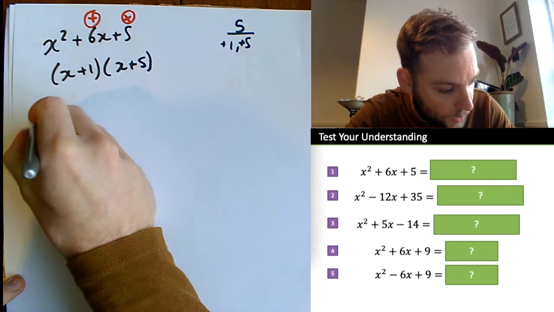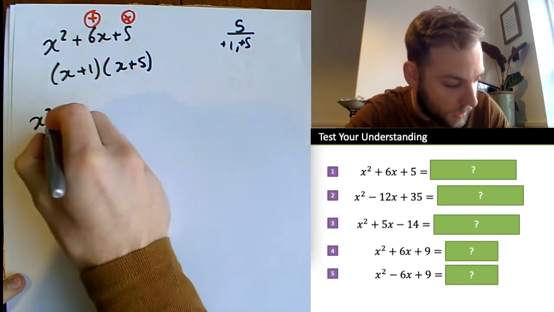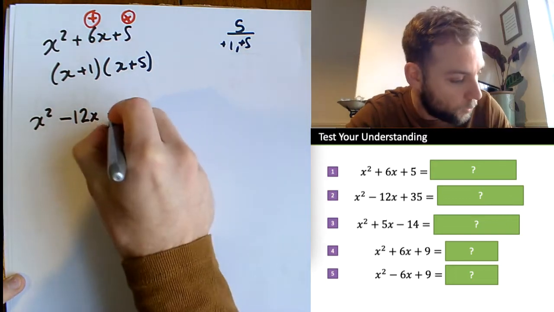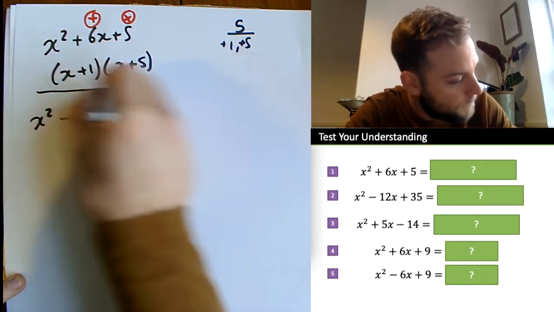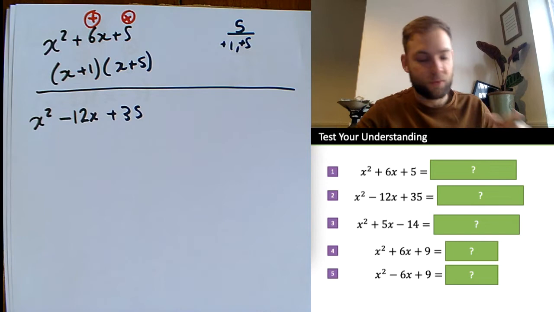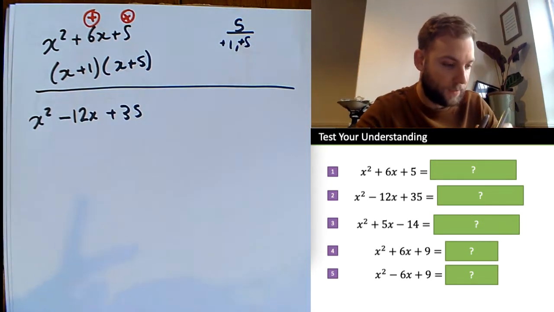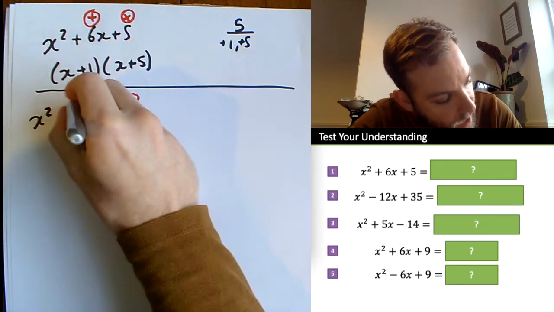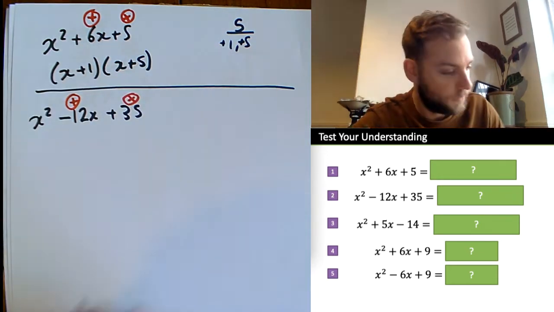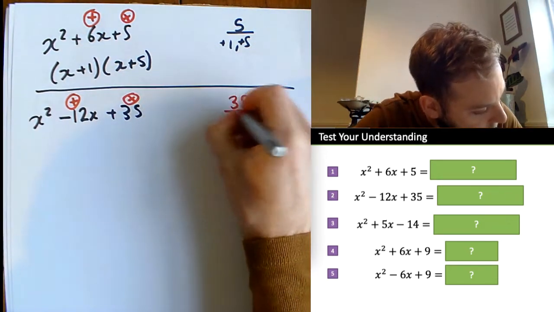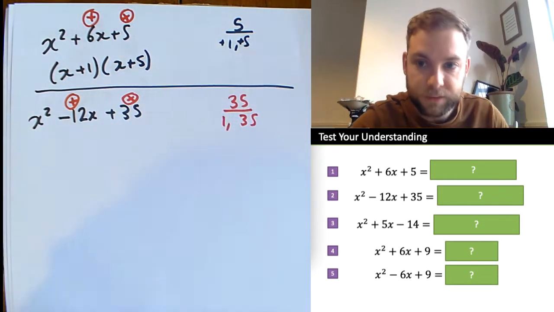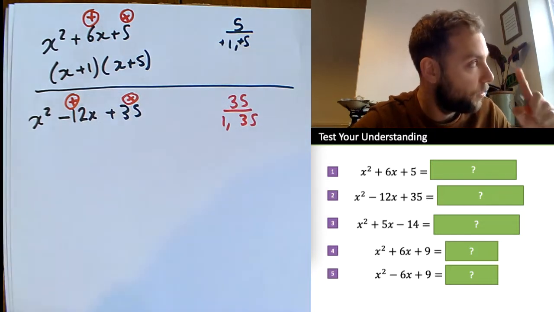Let's have a go at this next one. We've got a negative in this, which means it's a little bit harder. x squared minus 12x plus 35. So let's write down the factors of 35 first of all. So I need something that times together to make 35, adds together to make minus 12. So 35 over here. So that's 1, 35. 2 doesn't go. 3 doesn't go.